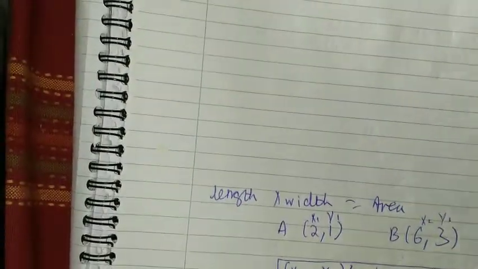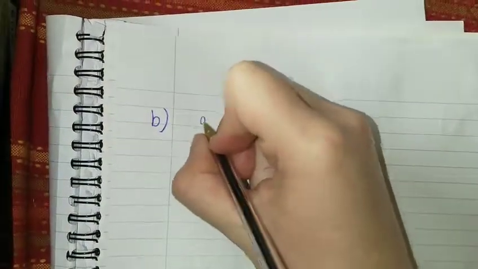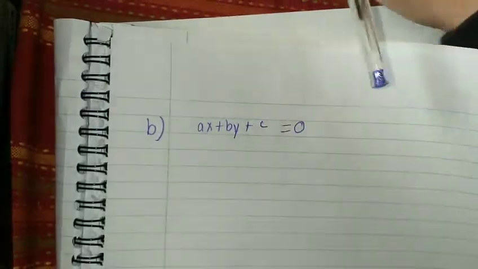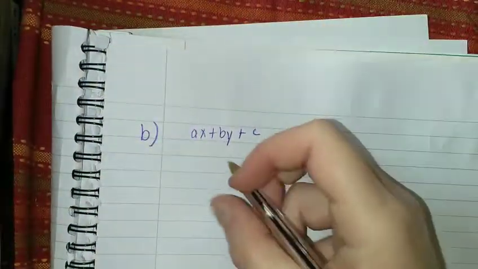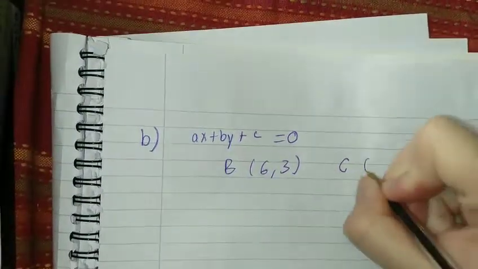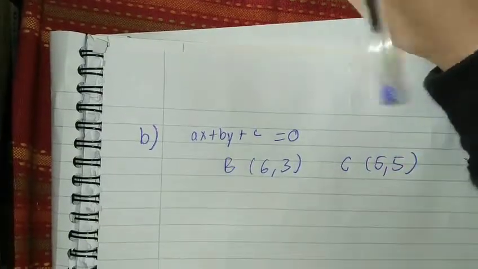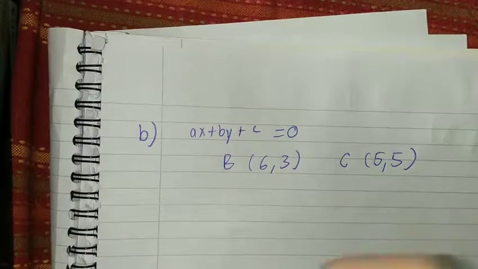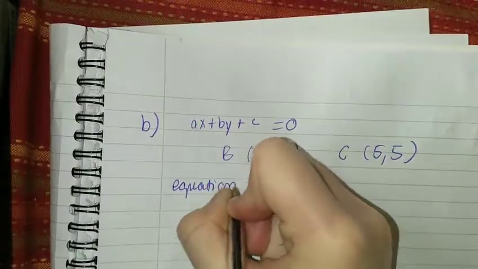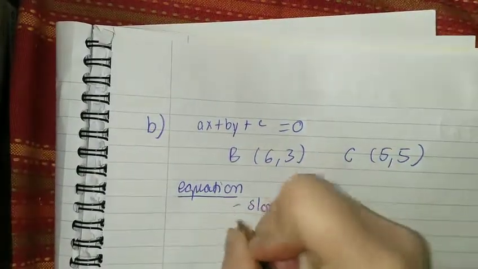And then in the next part of that question, so part B, we are asked to find the equation of the line BC. And they ask to give your answer in the form ax plus by plus c is equal to 0. So we know that the point B is (6, 3) and C is (5, 5). So if I want to get the equation of a line, I need two things. I need a slope, the slope of the line, and I need a point on the line.